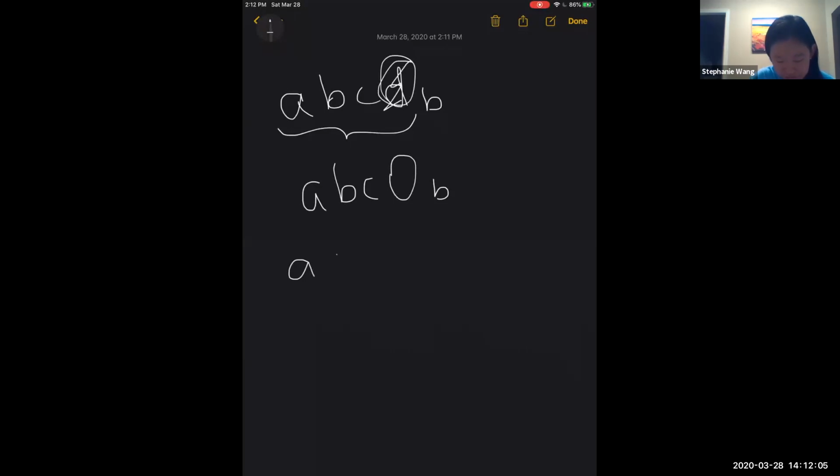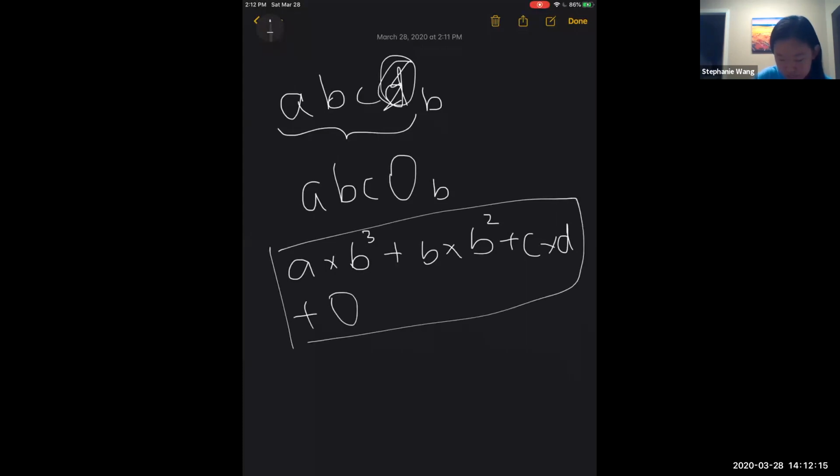So if we have A times B cubed plus B times B squared, by the way, these two B's are different. Sorry about not using a different variable. Plus C times B and then plus 0. And so this number in base 10 would have to be divisible by B, which is why we have to find all of the numbers that are factors of 2010.